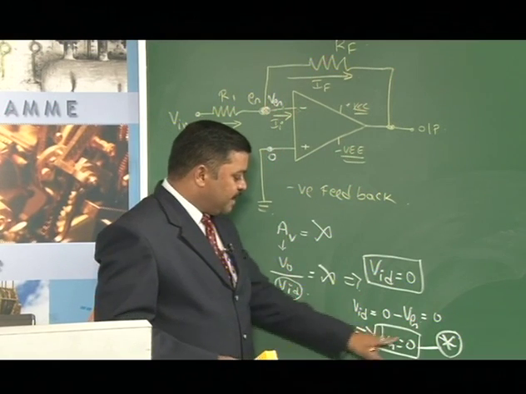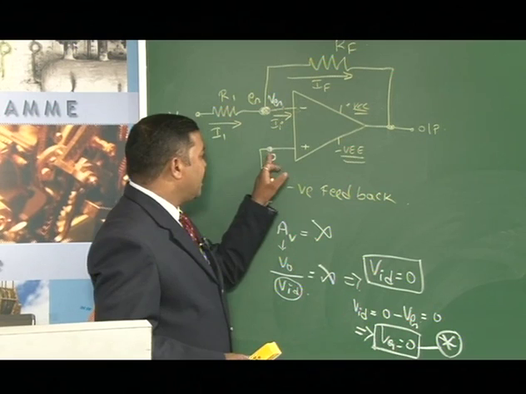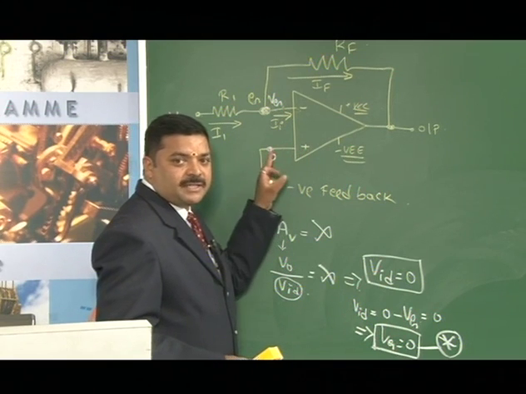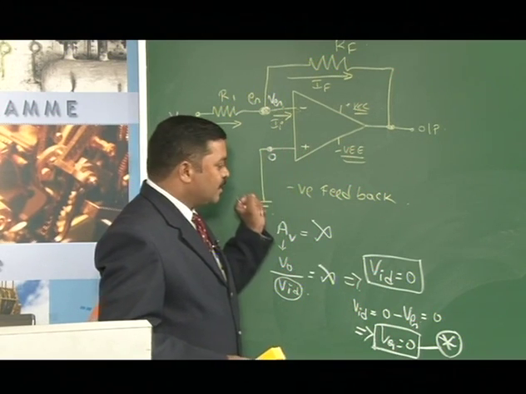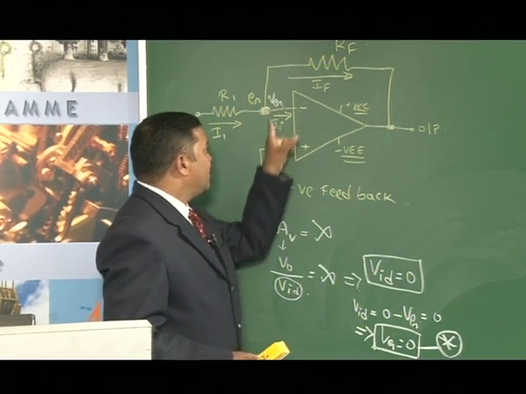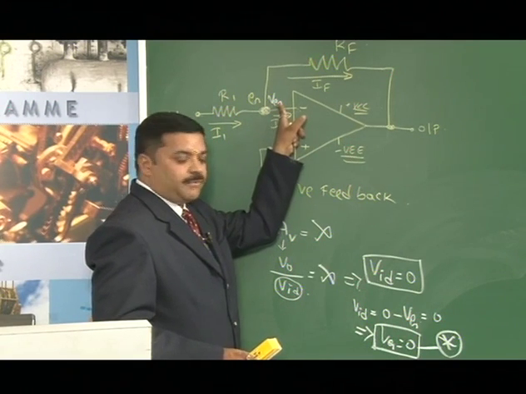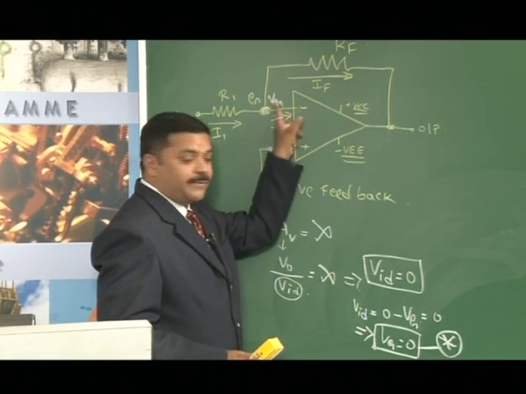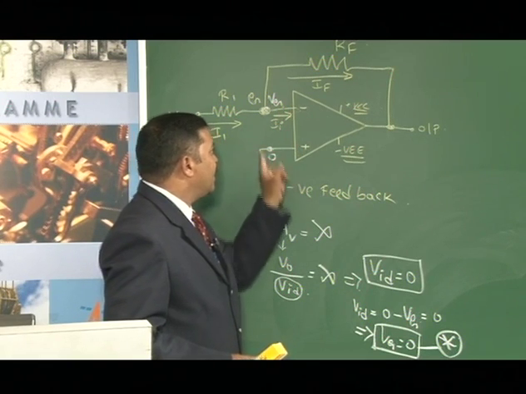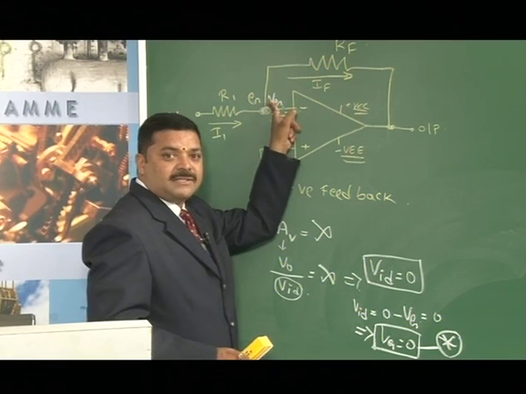Why did we get Vg equal to 0? Because we applied the positive terminal voltage as 0. So, when we apply 0 volts here, Vg is pulled to 0 volts. When we apply 5 volts here, I will get 5 volts as Vg.